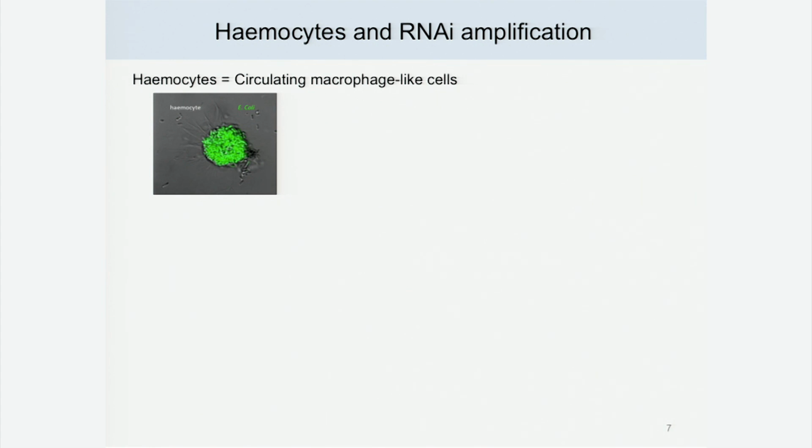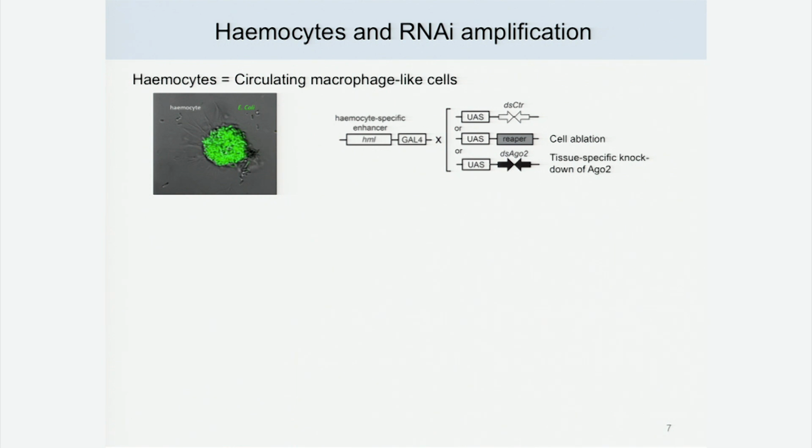So in other systems, I'd say the amplification happens in all cells. However, in insects, they're kind of like us. They have circulating immune cells, namely the hemocytes. You can see here hemocytes feasting on some green-labeled E. coli. So we wondered whether these cells might be directly involved in this response. We used the genetic tools available in flies to specifically kill the hemocytes by expressing apoptotic factors, or specifically knocking down Argonaute in these hemocytes.